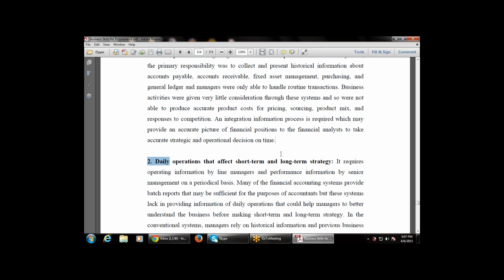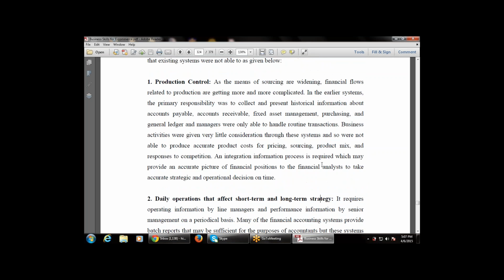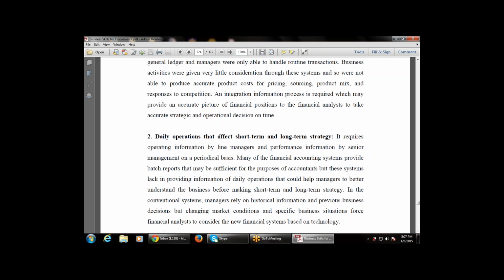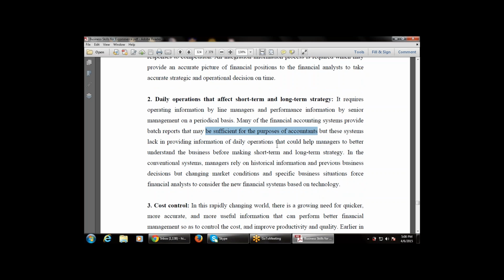Then daily operations that affect short-term and long-term strategy. That is also the next problem. It requires operating information by line managers and performance information by senior management on a periodical basis. That is, the daily operations are also checked for any activities, whether there is any fraud, whether there are any loopholes, and that is checked by the senior management on a periodical basis. Many of the financial accounting systems provide batch reports that may be sufficient for the purpose of accountants.